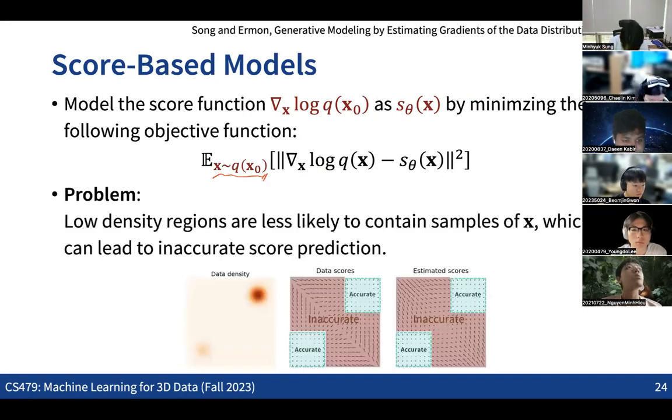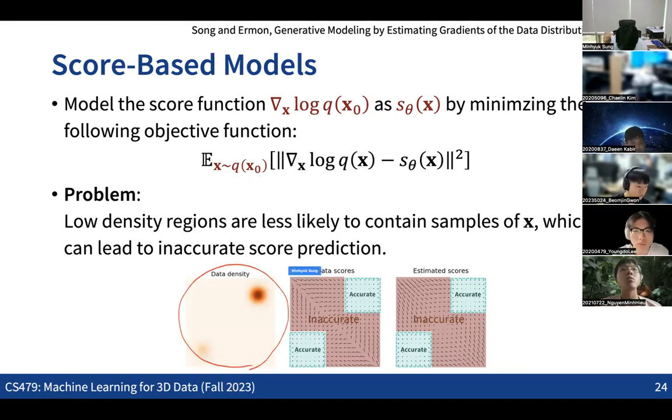Let's say this is some data distribution that we want to match using the Langevin dynamics. Then we sample X based on the data distribution, and we are going to have lots of samples near here and here. This is like image generation, for example, where we have lots of real images, and those real images would be samples from the data distribution. We train our score prediction network so that we can get accurate scores in these regions, right?